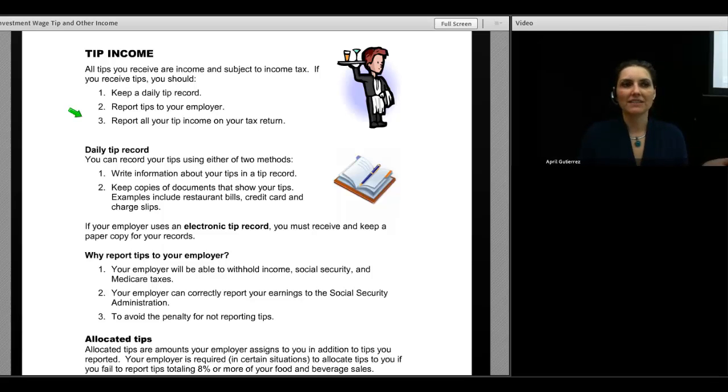That's why we have allocated tip laws, because it's so easy for a server to pocket money, not report it to the employer, and who would know? So the IRS looks at gross receipts of restaurants and says, well, if you have $100,000 in sales, you should have employees reporting into you at least 8% tips on those sales. And if you're only getting 6% reported in, time to do an allocation and allocate everybody so that the tips reported on their tax return are at least 8% of the sales from the restaurant.